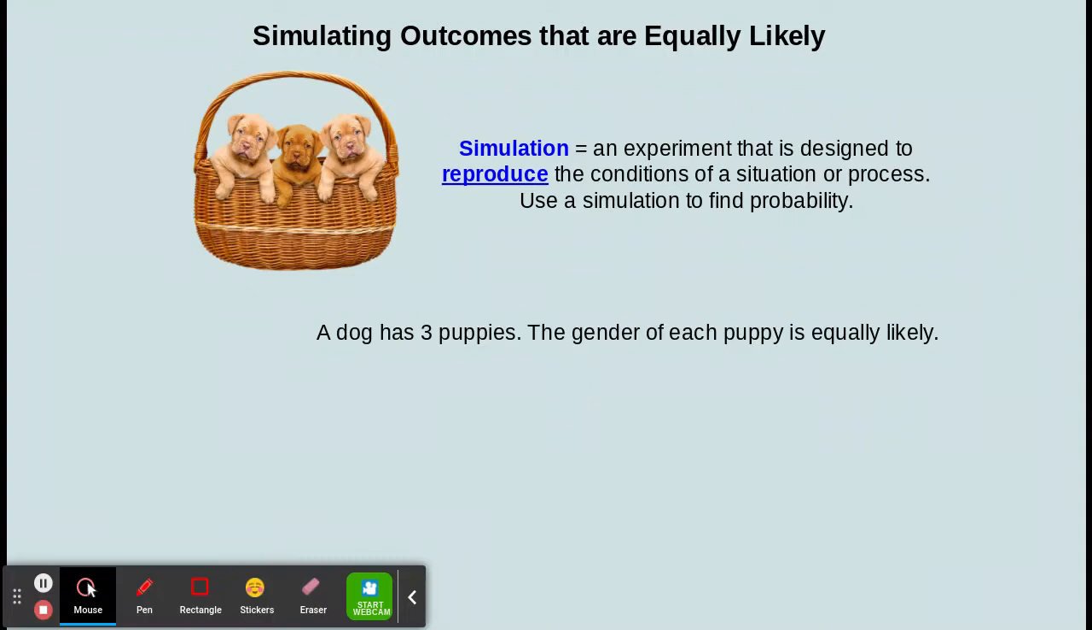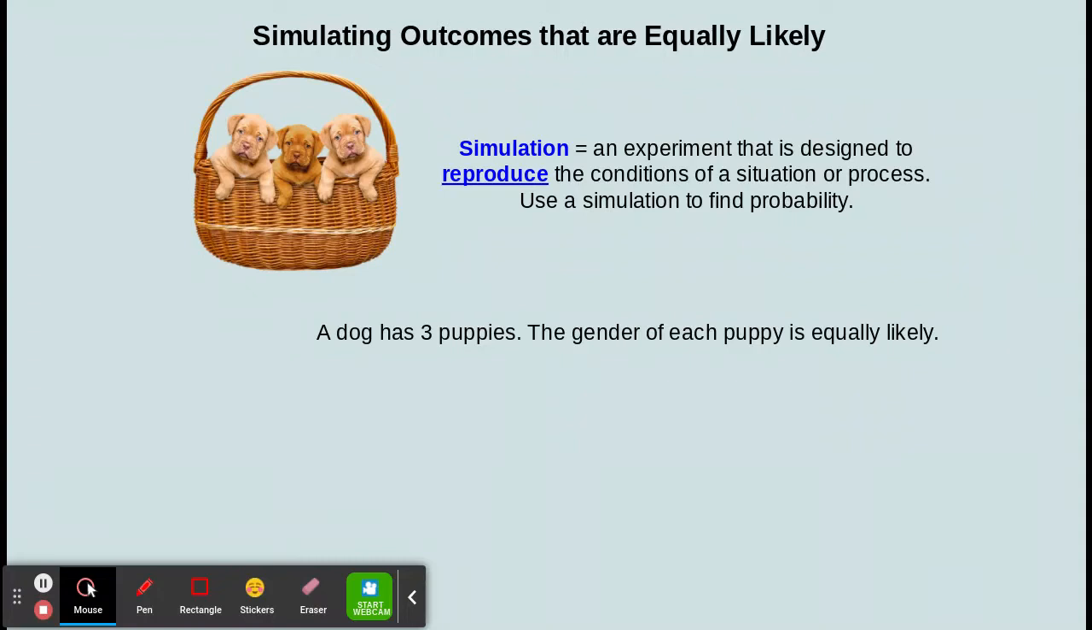So we have a situation where we have a dog and the dog has 3 puppies. Well, each gender of the puppy is equally likely. Okay, so we are going to design a simulation involving 20 trials so that we can try to model the genders of the puppies and use this simulation to find the experimental probability that all 3 puppies are going to be male.